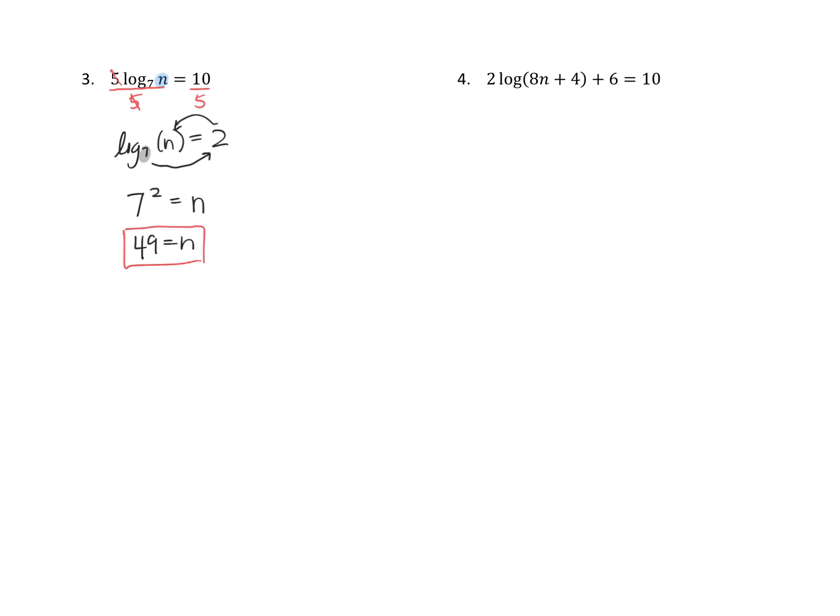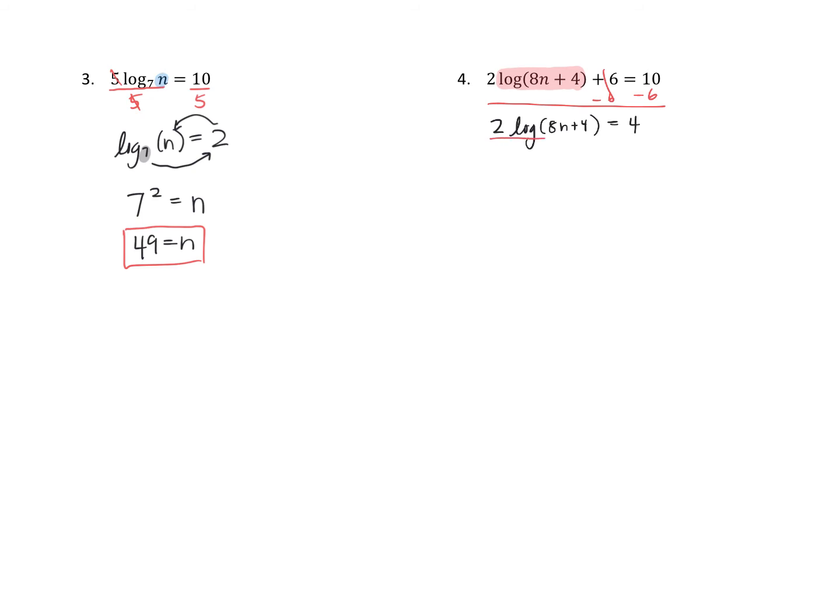Okay, number 4. You can see that we have one log, so we're going to use the same process, getting that log by itself and then rewriting in exponential form. So let's just highlight the log of 8n plus 4. What I just highlighted in red is what I want to get by itself before I can write it in exponential form. So I need to get rid of that 2, and I need to get rid of the 6. So you undo addition and subtraction first. So I'm going to start by subtracting 6 from both sides. That'll give me 2 times the log of 8n plus 4 is equal to 4.